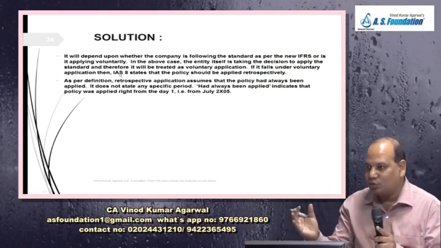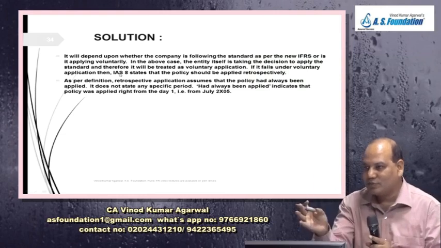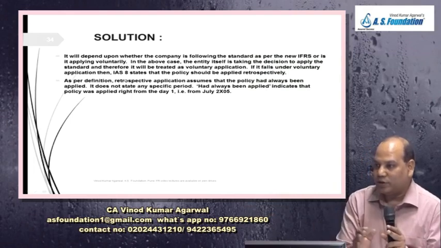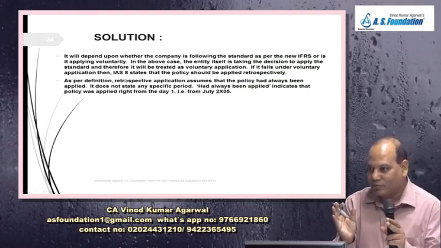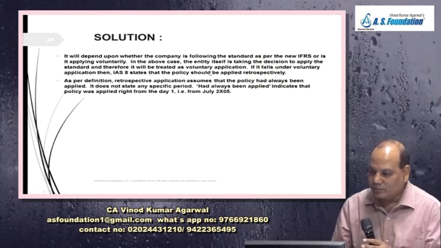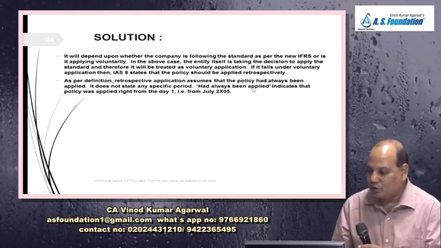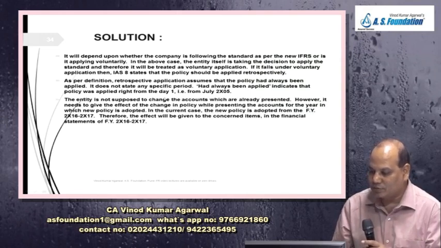If it was just, say, 2 years, first year 100, next year 10,000, but over 10 years your business has grown. So the difference in the 9th year and 10th year, both figures will be material. As per the definition, retrospectively assumes that the policy had always been applied. This is the answer of the second part. It does not state any specific period. Had always been applied means the policy was applied right from the first day, that is July 20x5.